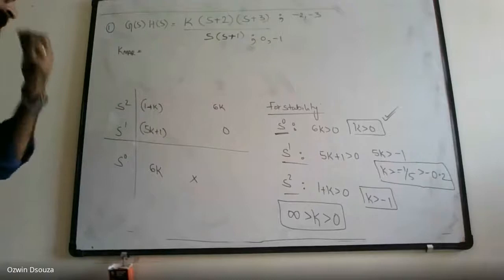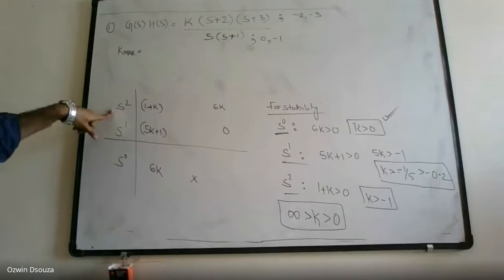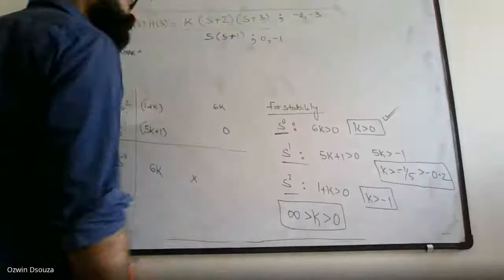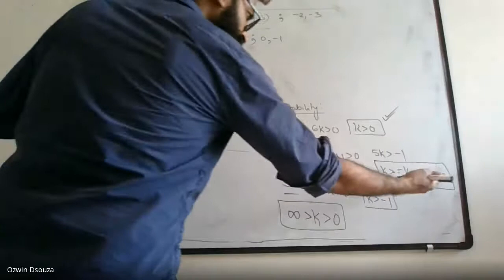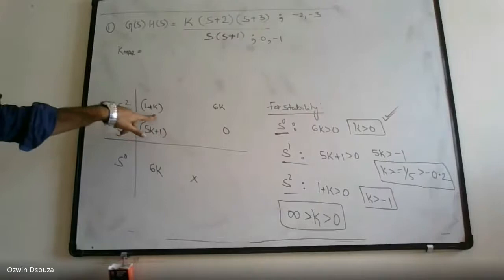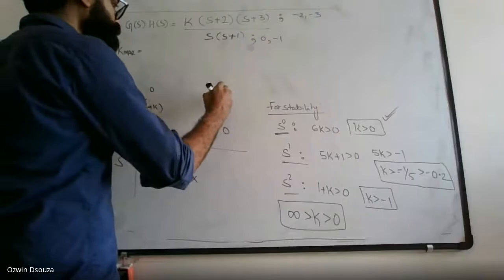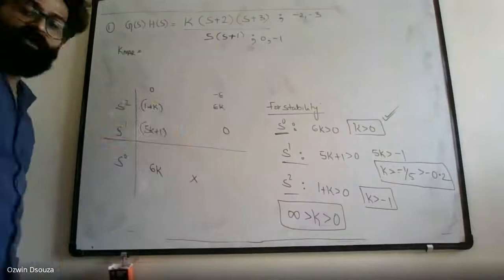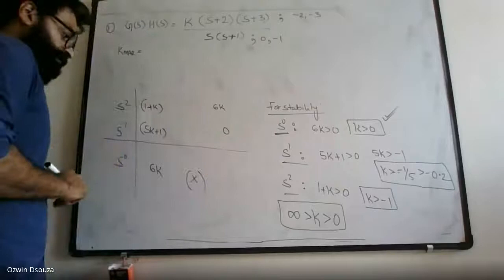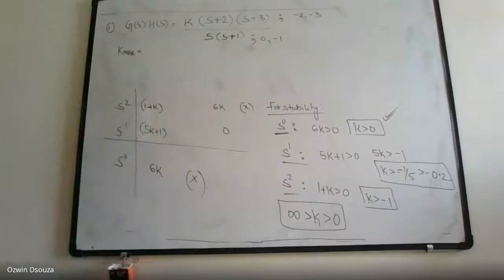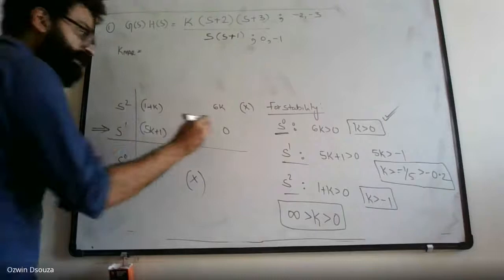You cannot have s square as your row of zeros, because if you substitute, just as a wild guess, k is equal to minus 1, you will get 1 minus 1, 0, so the first element is 0. But your second element becomes minus 6, because 6 into minus 1 is minus 6, which is non-zero. So you cannot have s square as the zero row, and you cannot have s to the power 0 as a row of zeros. So the only possibility is the s to the power 1 row, because one of its elements is always 0.